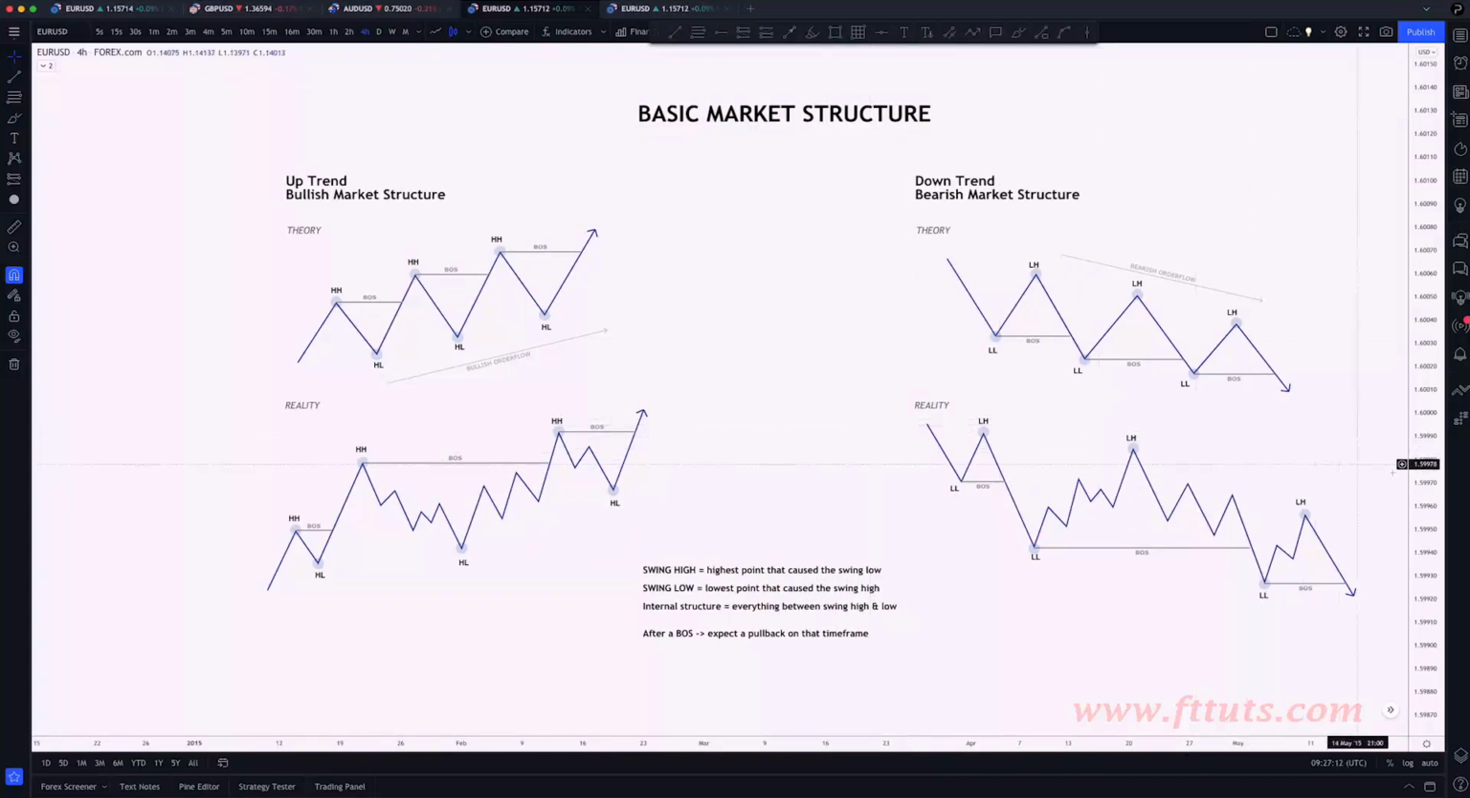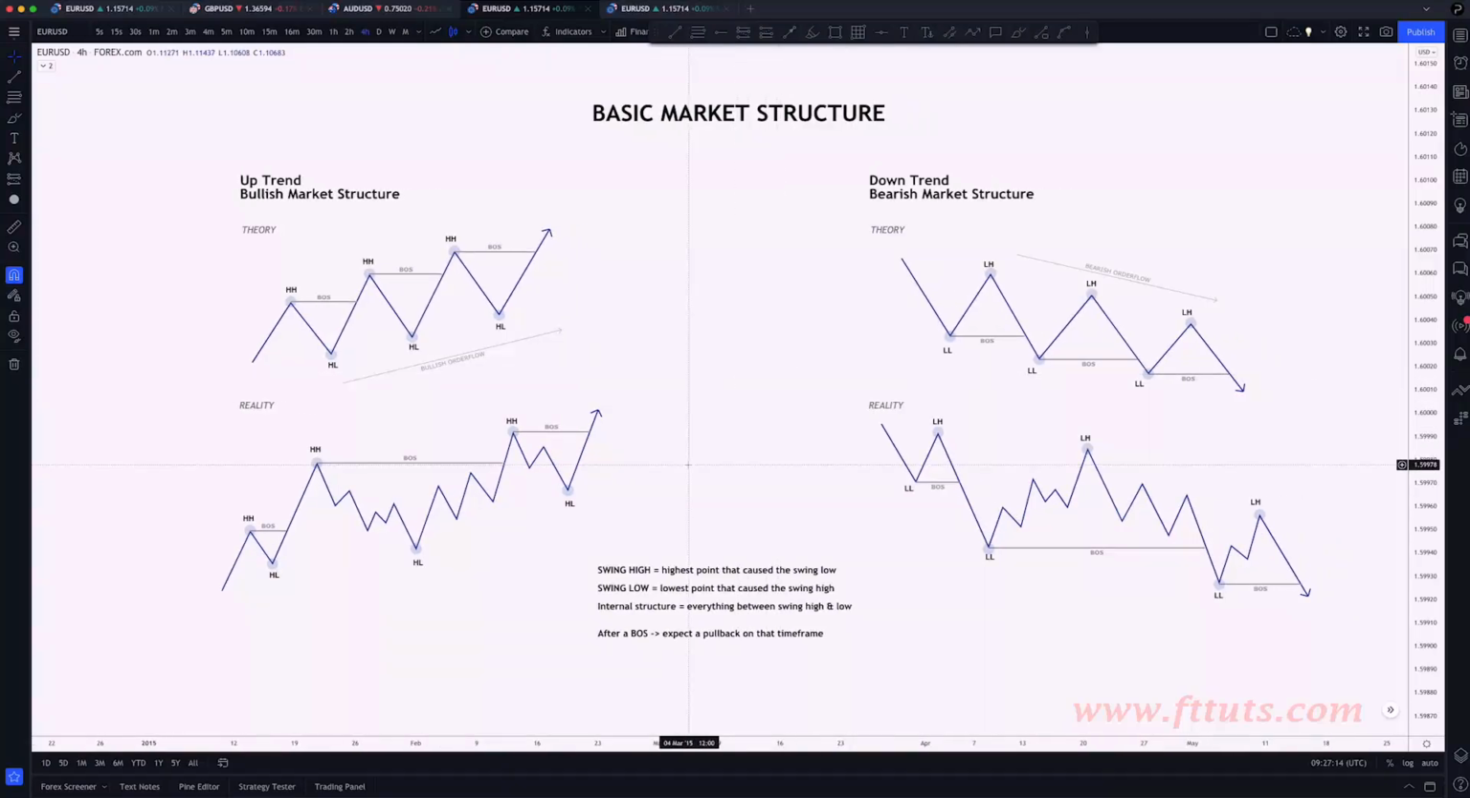So that's the main point I wanted you guys to take away from this first little bit. Swing high is just the highest point. It's vice versa on the bearish stuff, right? The swing high is the highest point. So let's say this high, that caused that low. So then when price forms that lower low in a bearish market, that becomes your next swing range.